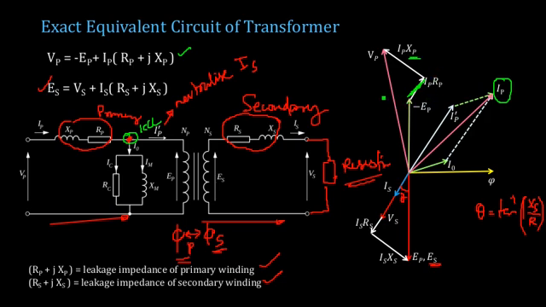So ultimately what will you get? Minus EP plus IP RP plus j IP XP equals VP. So your VP is solved. This particular equation is also introduced into this phasor diagram. So this is how the exact phasor diagram can be drawn for a resistive load. Now if your power factor varies, your phasor diagram will also vary accordingly.